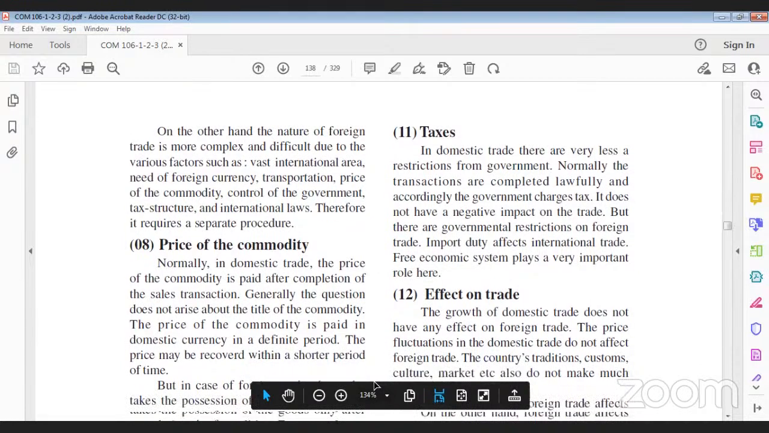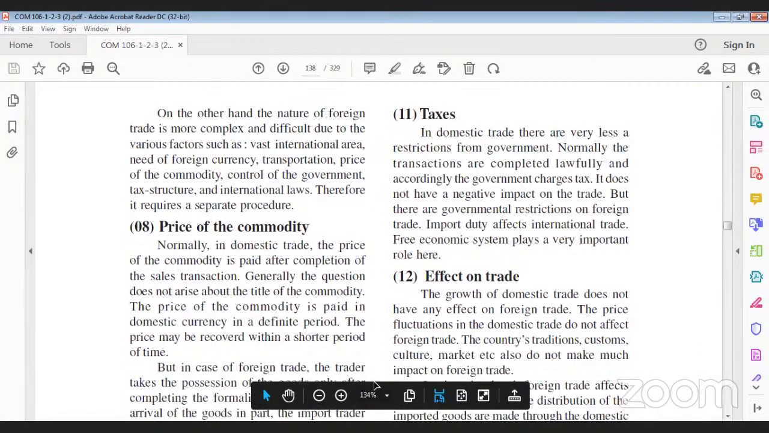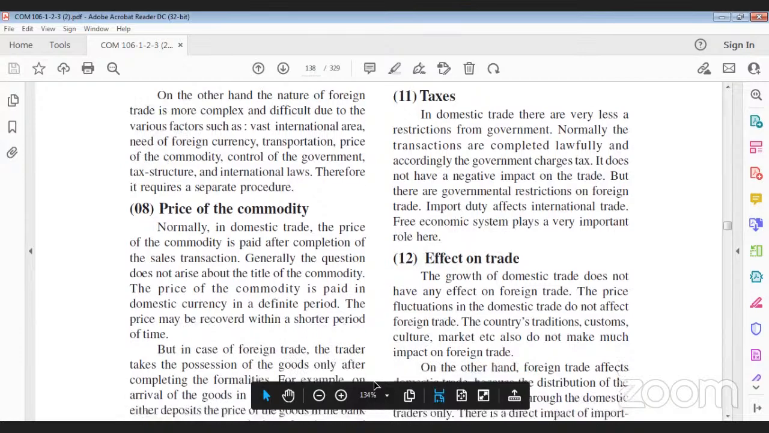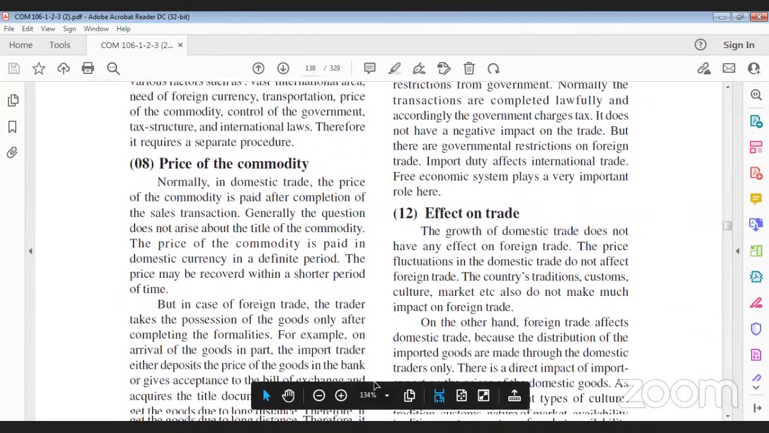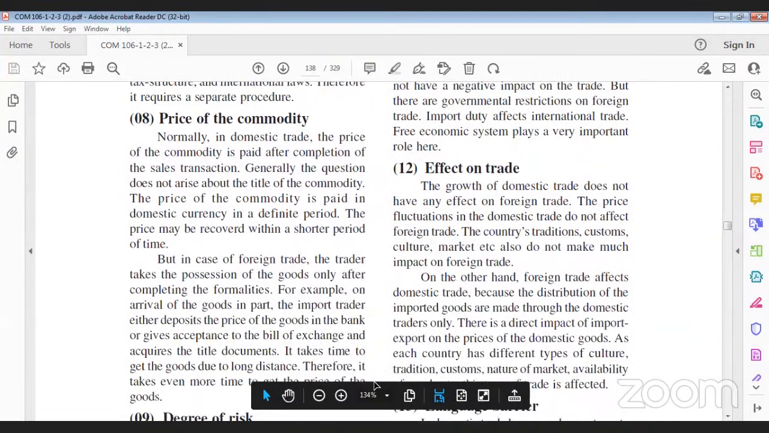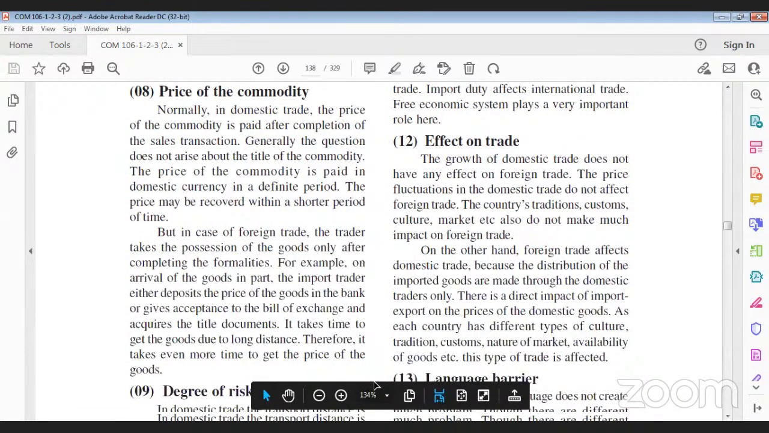Then the 12th point is the effect on the trade. The growth of domestic trade does not have any effect on foreign trade. Price fluctuations in domestic trade do not affect foreign trade. The country's traditions, customs, culture, market, etc. also do not make much impact on foreign trade. On the other hand, foreign trade affects domestic trade because distribution of imported goods is made to the domestic trade only.